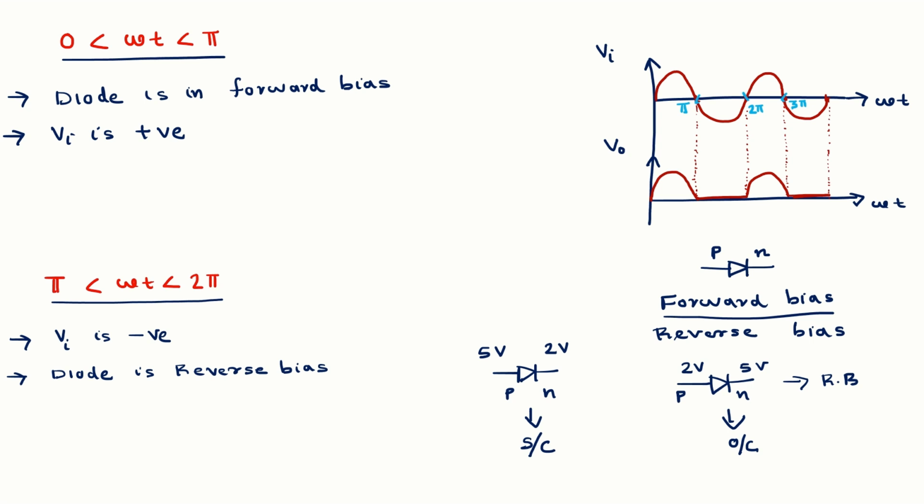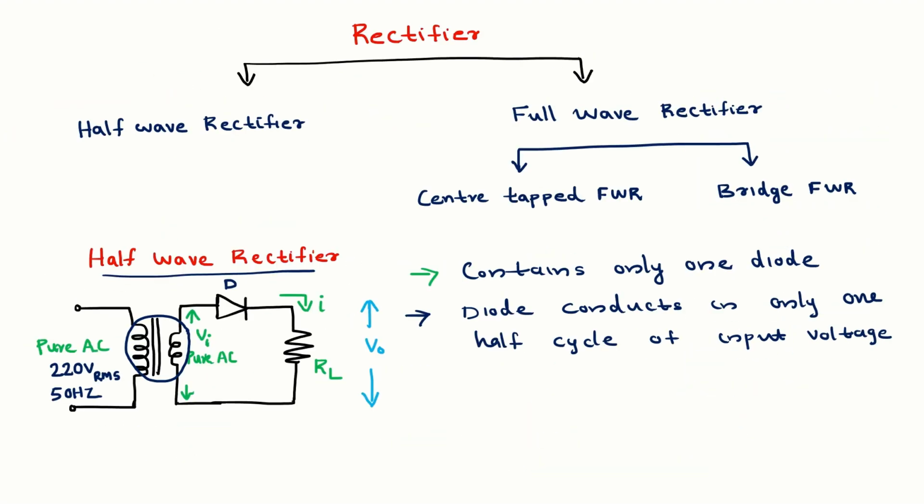So coming to this half cycle, 0 to pi. In 0 to pi, Vi is positive. Again I am going to the previous slides. In the previous slide, look at the waveform of the half wave rectifier. Here I am applying Vi to the p side of the diode. Observe this circuit diagram. I am applying the pure AC signal voltage Vi to the p side of the diode, and at the n side I am connecting a resistor RL, and after that it is grounded.